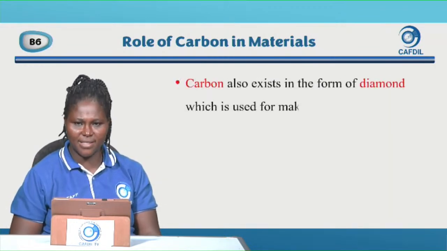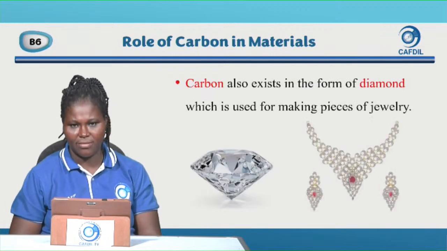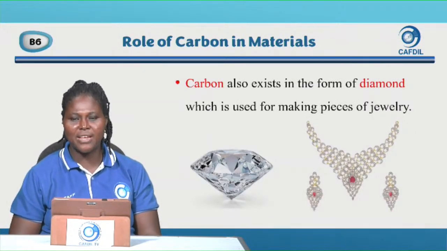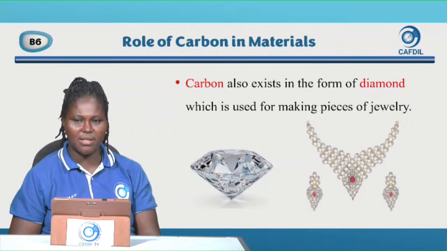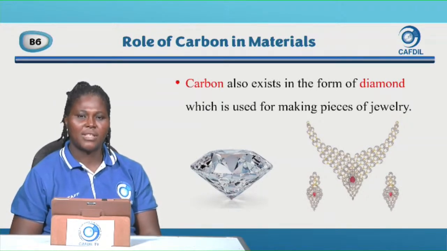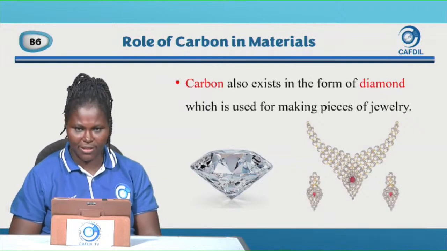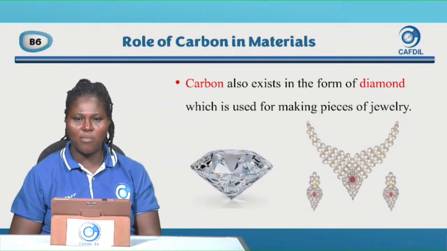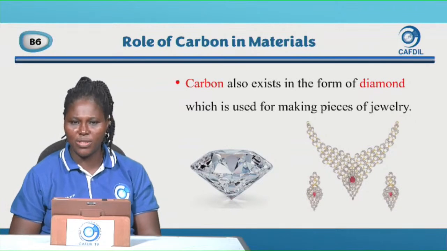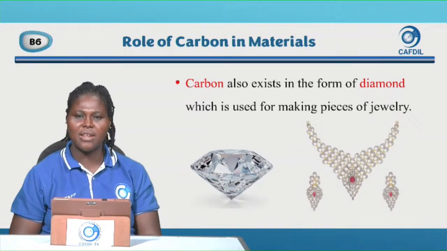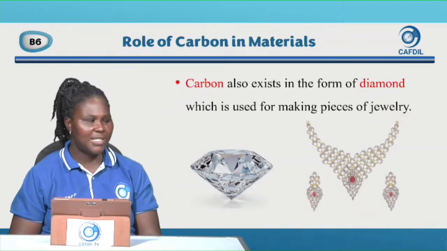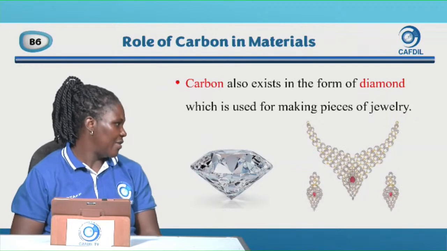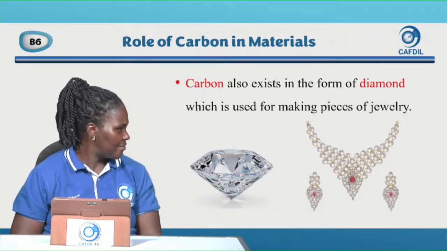Carbon also exists in the form of diamond, which is used for making pieces of jewelry. So the jewelries that we wear contain carbon in the form of diamond, as we can see on our screen. This is the shape of a diamond, and we use it to make jewelries. Good.